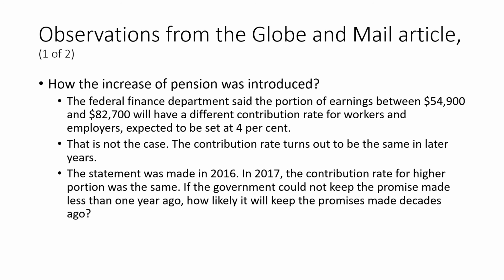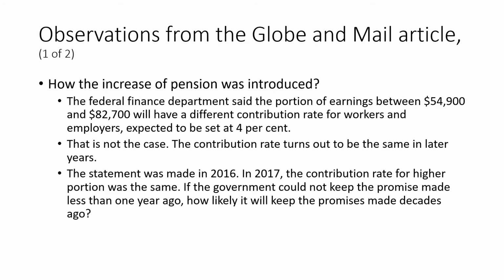Observations from the Globe and Mail article. How the increase of pension deduction was introduced. The Federal Finance Department said the portion of earnings between $54,900 and $82,700 will have a different contribution rate for workers and employers, expected to be set at 4%.